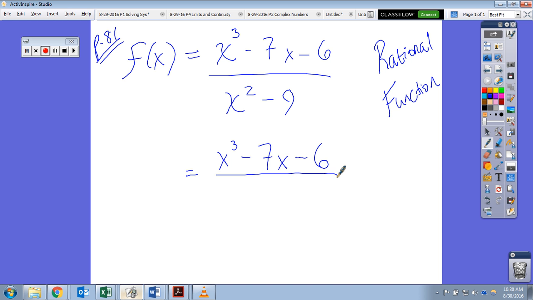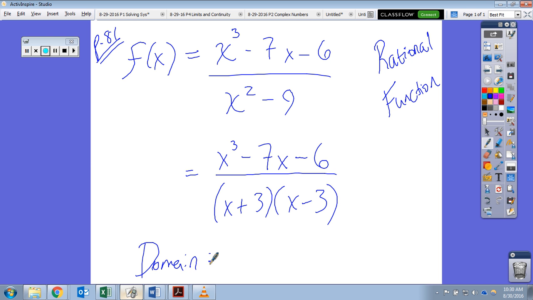So let's go ahead and factor the denominator. We have x plus 3 times x minus 3. So yes, the domain. What is it? We could say all reals except plus or minus 3. Can we get back to the question again?